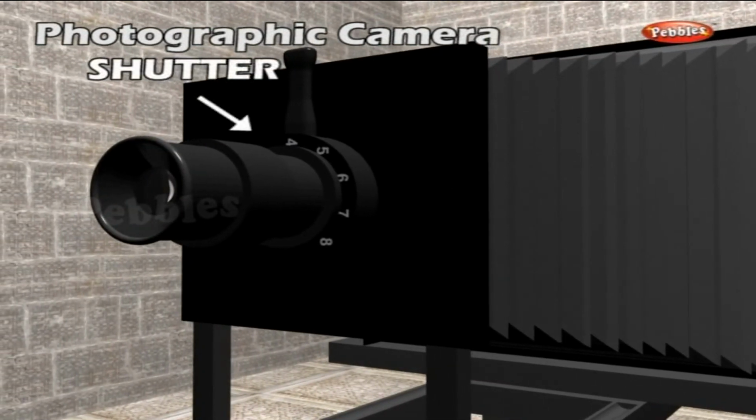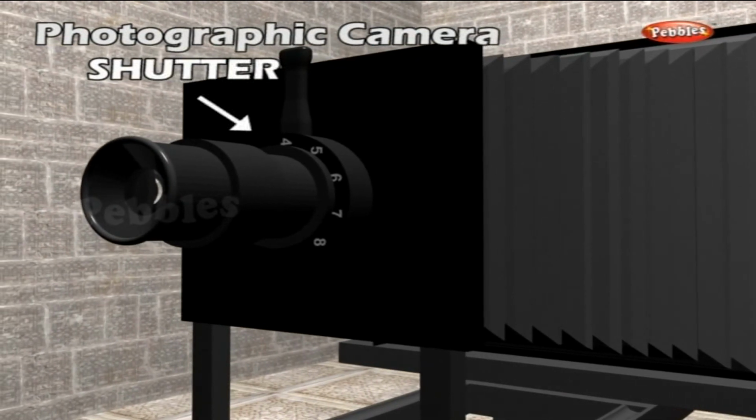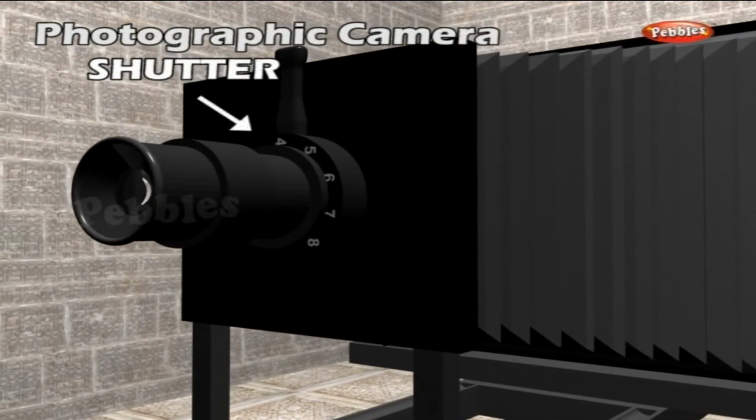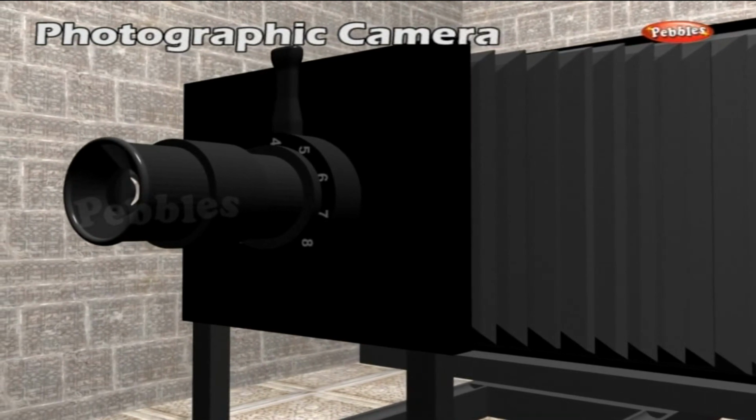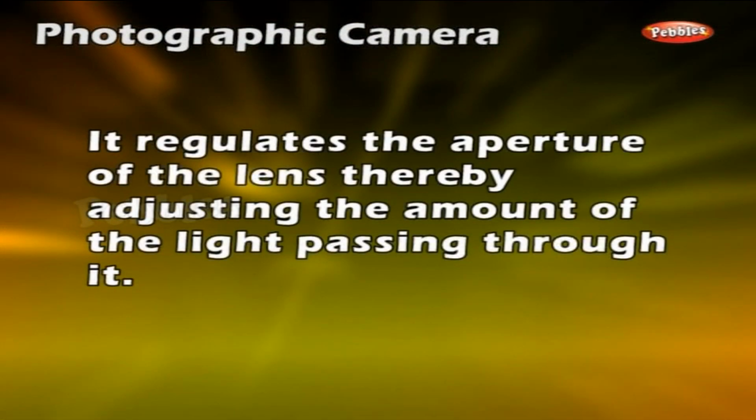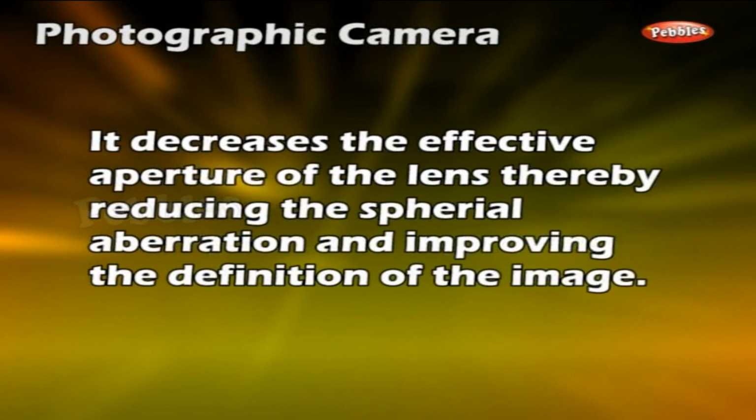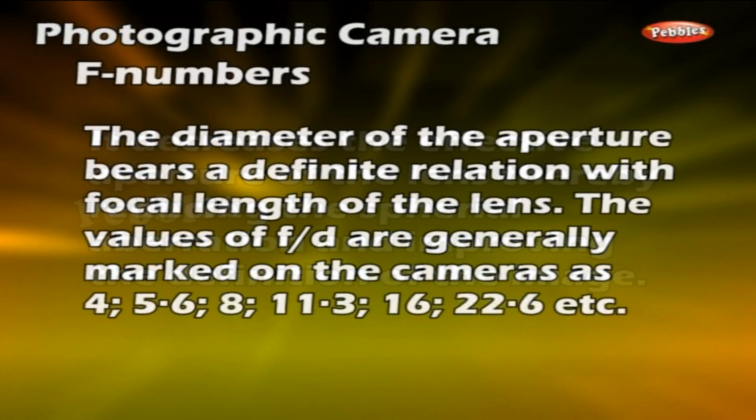Shutter. An adjustable shutter called the diaphragm is provided behind the lens system. It serves two purposes. It regulates the aperture of the lens, thereby adjusting the amount of light passing through it. It decreases the effective aperture of the lens, thereby reducing the spherical aberration and improving the definition of the image.